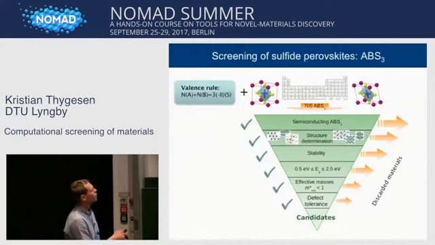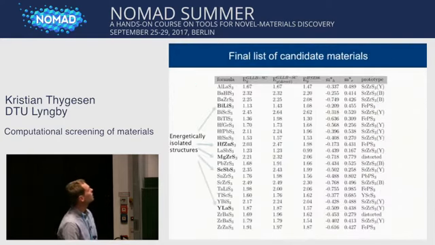Okay, so at this point we're actually through with our screening funnel, and we have a list here of around 20 candidates. You can see here the calculated band gap with the GLLB functional.